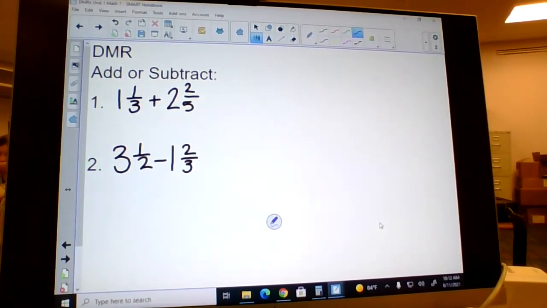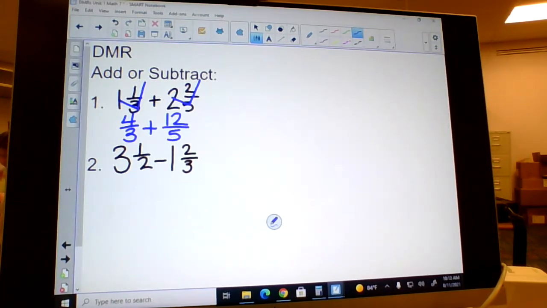Alright, so add or subtract. So I'm first going to make them into improper fractions, and I do that with the little check mark thing, okay? So 1 times 3 is? 3. Plus 1? 4, so 4/3 plus. And then 2 times 5 is? 10. Plus 2? 12. Okay.